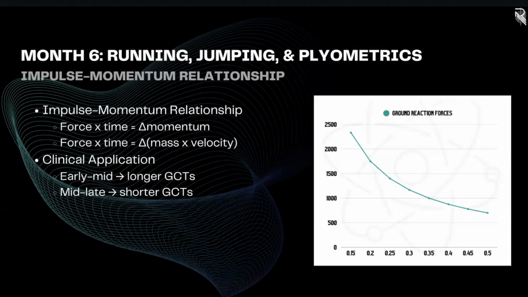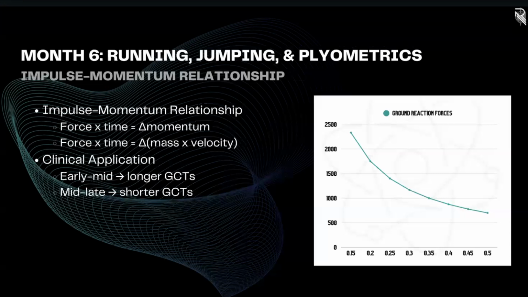All right, so we're going to keep things moving here. In month 6, we're going to focus on running, jumping, and plyometrics. While many individuals begin light jogging around the 4-month mark, we've just chosen to include it here to follow a logical progression from strength to power to more explosive plyometric-based movements.